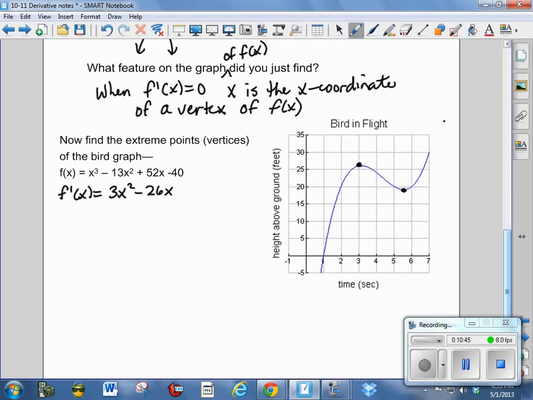Now, at these two values, remember, the slope of the tangent line is going to equal 0, which means the derivative function has to equal 0. So I'm going to set f prime of x equal to 0. So this is what I'm trying to find. So 3x squared minus 26x plus 52 equals 0. And I need to find the x's that make that true. And notice I'm going to get two values for x, which makes sense because I have two vertices now.